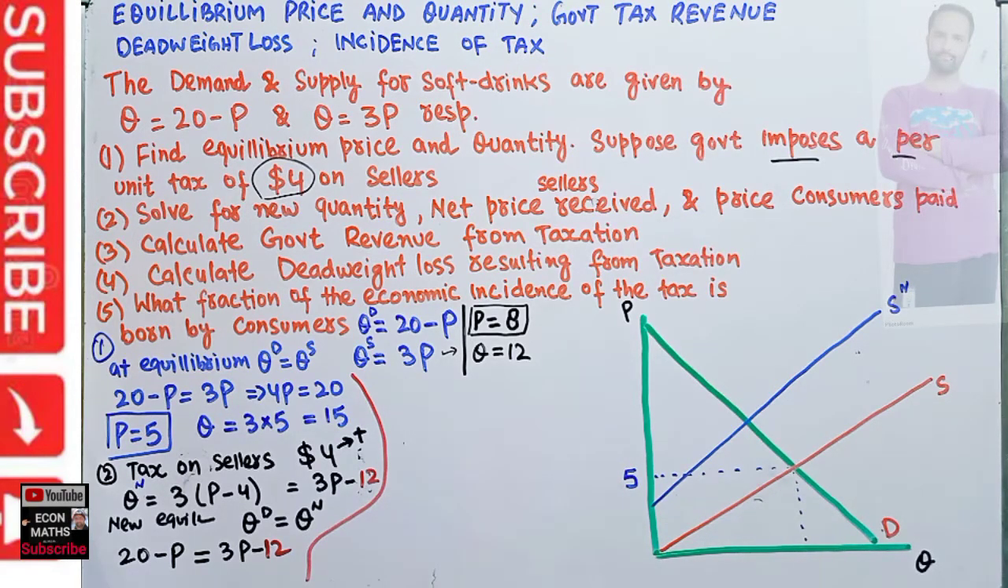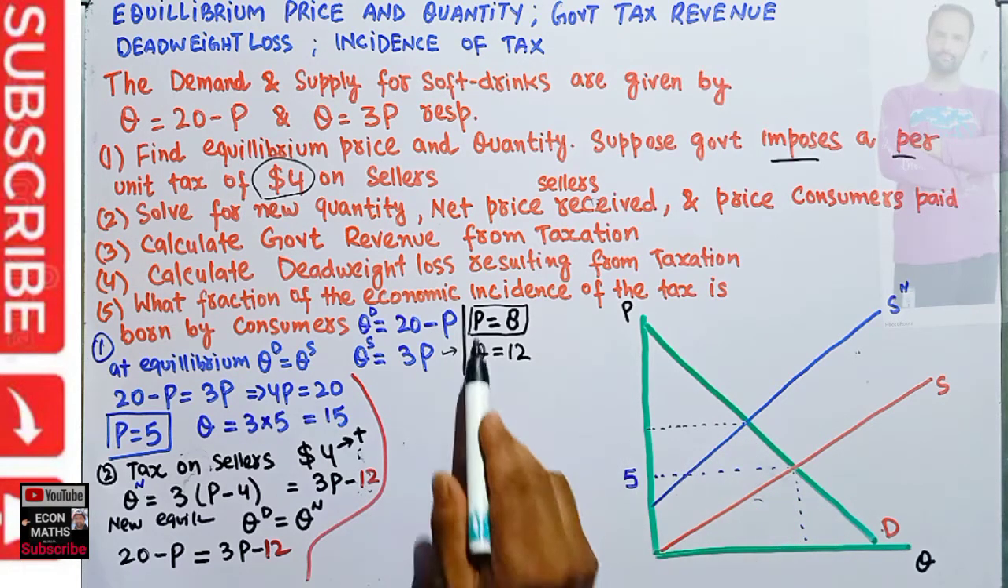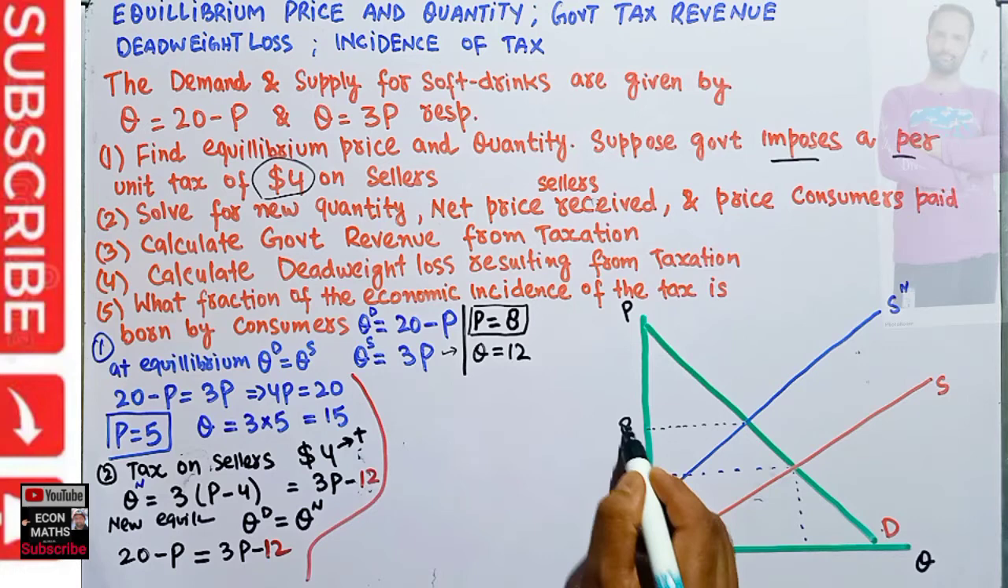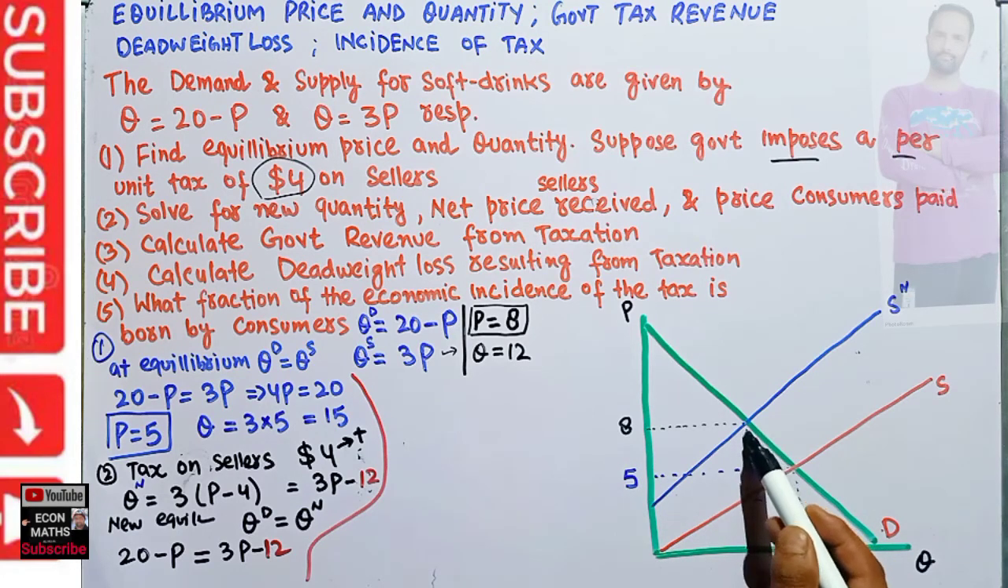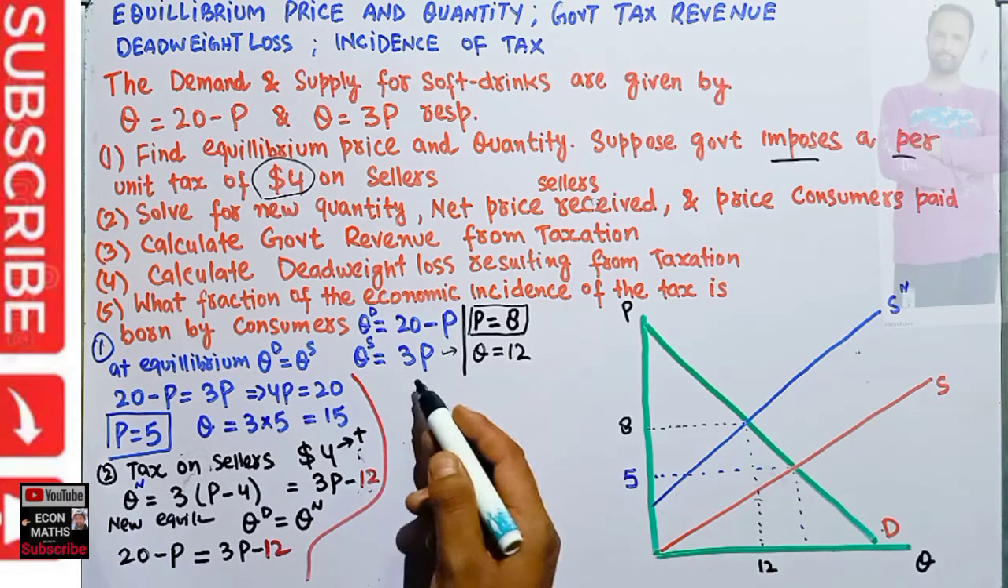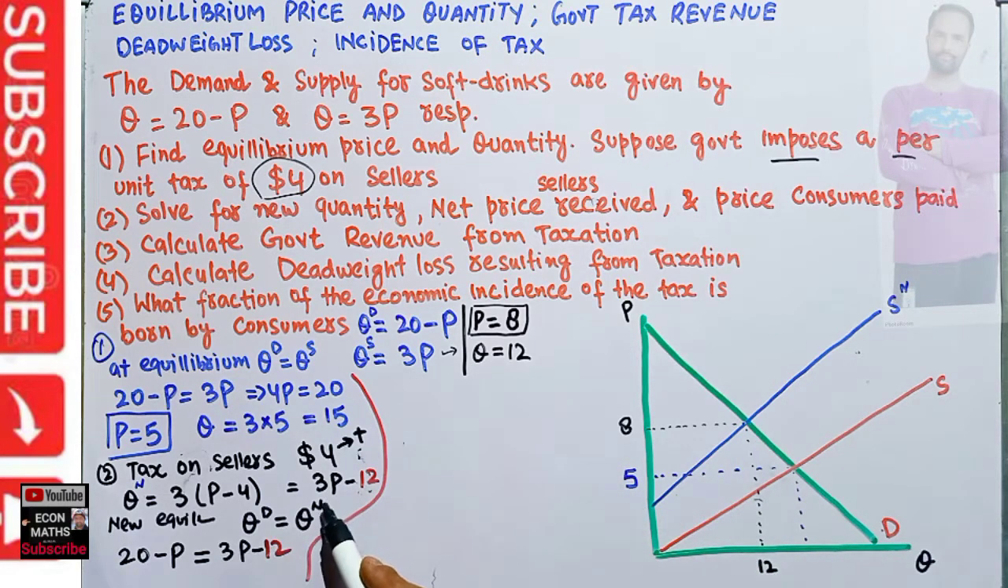So corresponding to this, the new equilibrium price is 8, and the equilibrium quantity or quantity transacted is 12. So here we were having, what was the equilibrium quantity here? Let me see it here. It was 15.